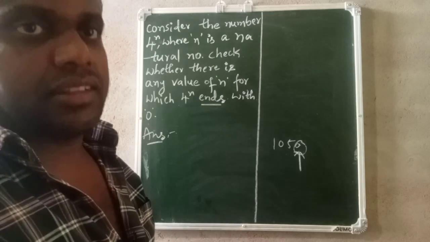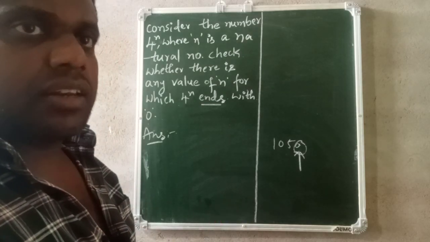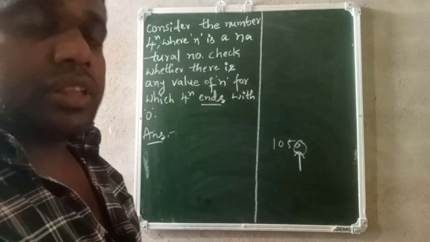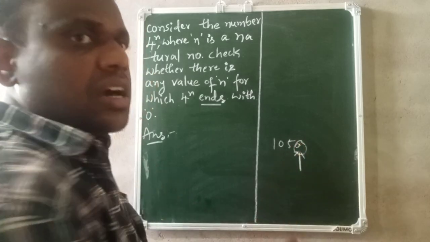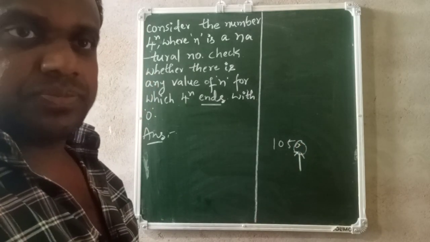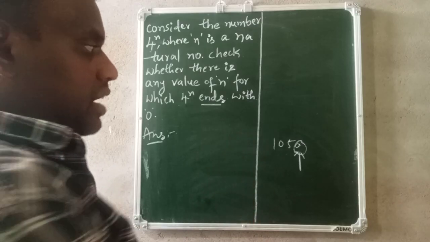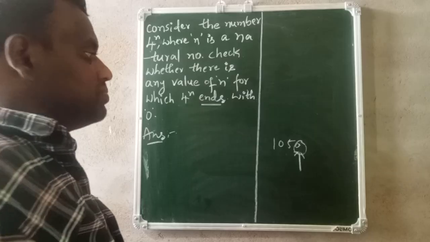So we have to check like that. We have to check if you substitute some value for n, and if you simplify this 4 to the power of that value, whether the resulting number ends with 0 or not. So that we have to check. That is the question.